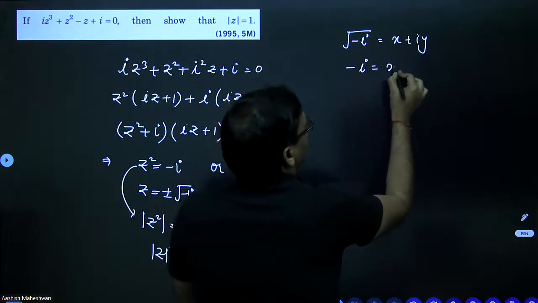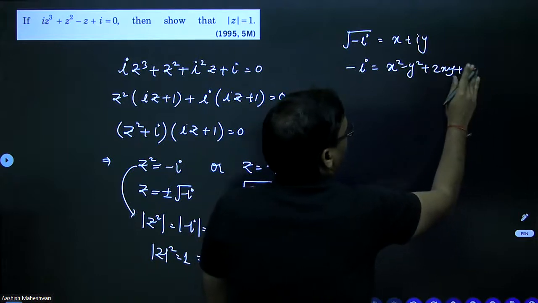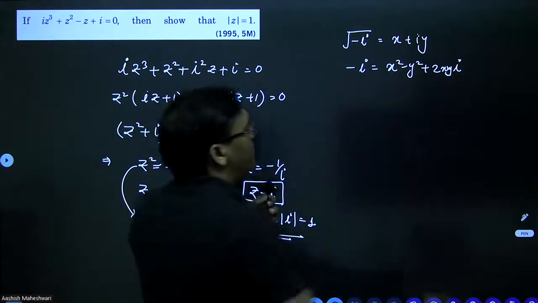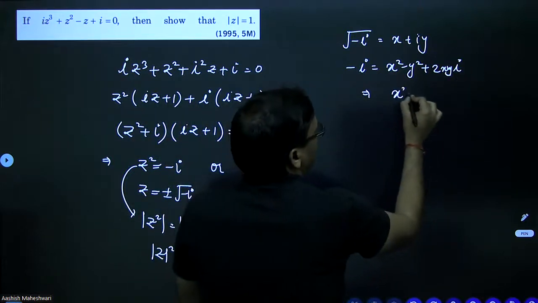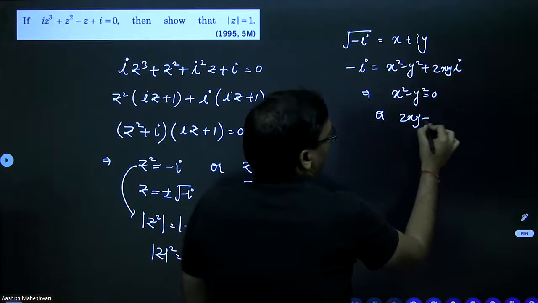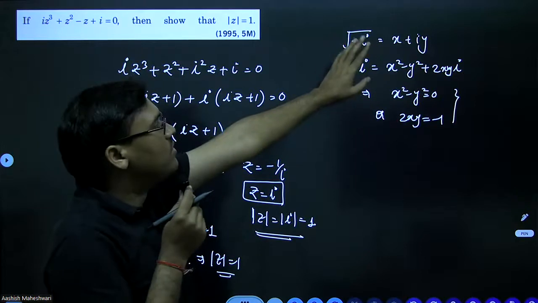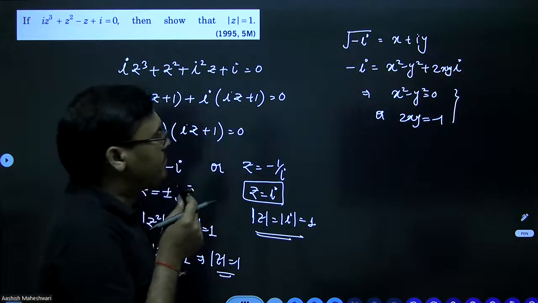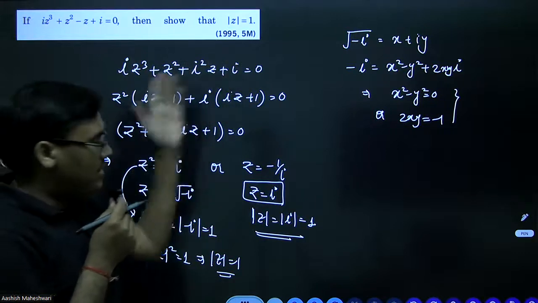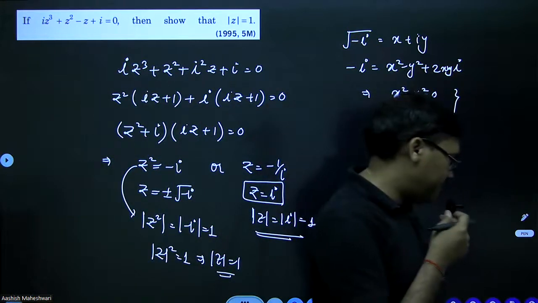This is minus iota is equal to x square minus y square plus 2xy iota. This is 2xy iota. And from this you have two conditions, that is x square minus y square equal to 0 or 2xy is equal to -1. You can solve and get the values of x and y so that we will get the square root of minus iota. So question can be this, what are the roots of this? And this is the one question which we have solved, that what is the modulus of this complex number? This is equal to 1. So I hope this is clear.